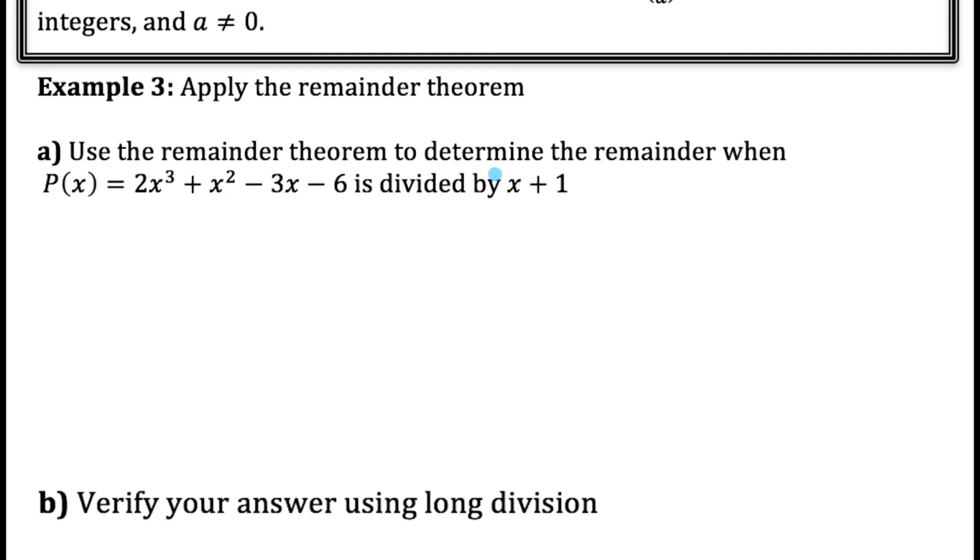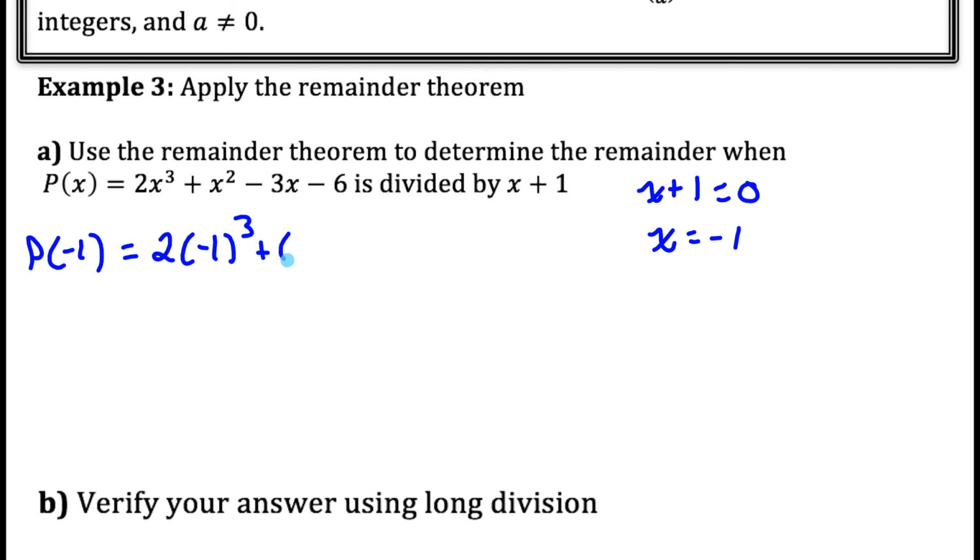So 3a says use the remainder theorem to determine the remainder when this polynomial is divided by x plus 1. So we can figure out the remainder using the remainder theorem by just plugging in the 0 of the divisor into the polynomial function for x. So what makes x plus 1 be 0 would be an x value of -1. So let's evaluate p at -1, and that will tell us the remainder. And we didn't even have to do any of the division to figure out the remainder. So 2 times -1 cubed plus -1 squared minus 3 times -1 minus 6. And let's simplify this. -1 cubed is -1 times 2 is -2 plus -1 squared. That's 1, minus 3 times -1, it's positive 3, minus 6.